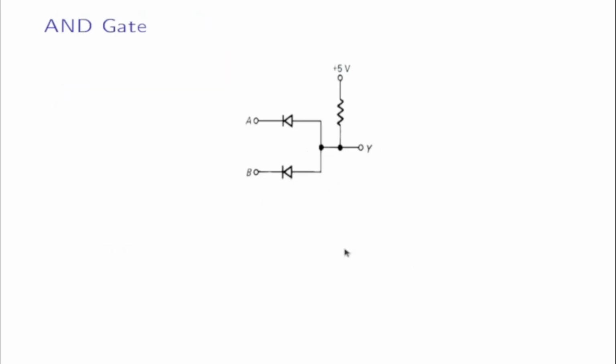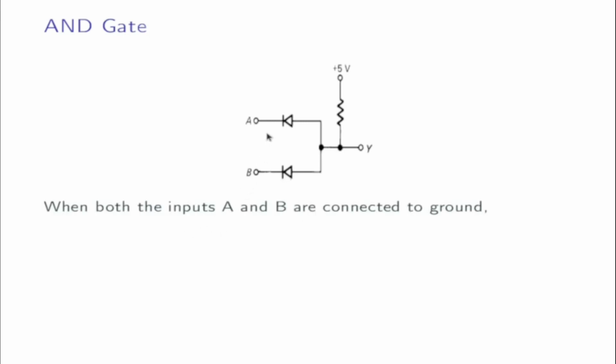Now we can construct an AND gate using two diodes. This is a circuit diagram of an AND gate using two diodes. When both inputs A and B of the diodes are connected to ground, it will look like this. Both diodes are connected to ground, and here is a 5 volt supply, and this is the resistor, and we have the output Y here.